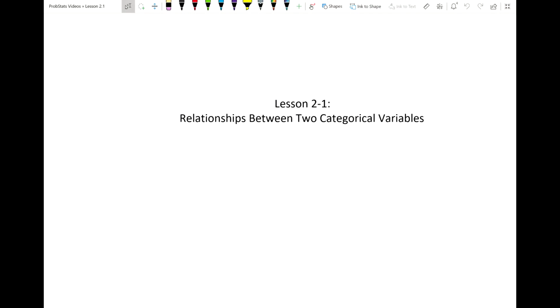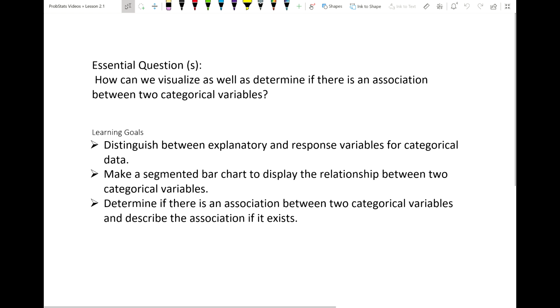All right, so welcome to this lesson on 2-1. We're going to be talking about the relationship between two categorical variables. So the essential question is, how can we visualize as well as determine if there's an association between two categorical variables? And for our goals today, we want to be able to distinguish between explanatory and response variables for categorical data. We want to make a segmented bar chart to display the relationship between the two variables. And we want to determine if there's an association between two categorical variables and describe the association if it exists.